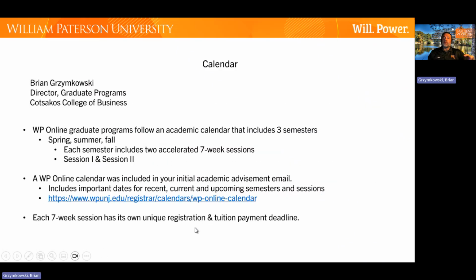And then it's also important to note that each 7-week session has its own unique registration and tuition payment deadline. So you only have to submit your tuition payment for fall session 1 courses by the fall session 1 tuition payment deadline. There is a different deadline for fall session 2, for example.